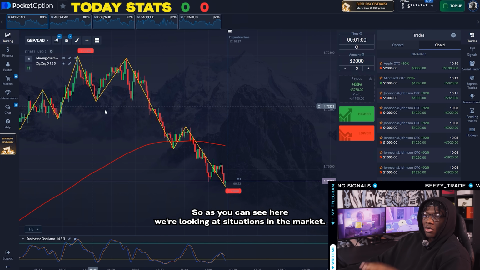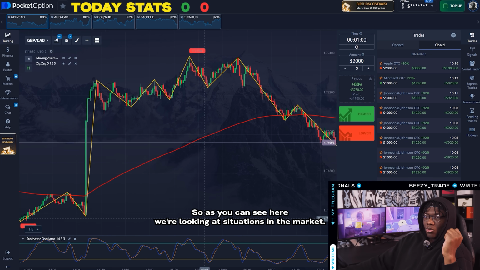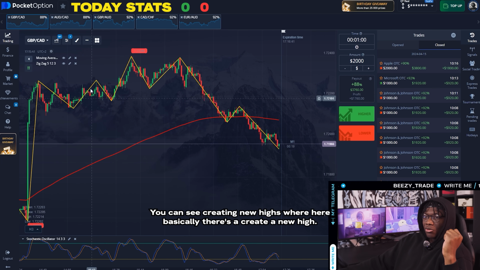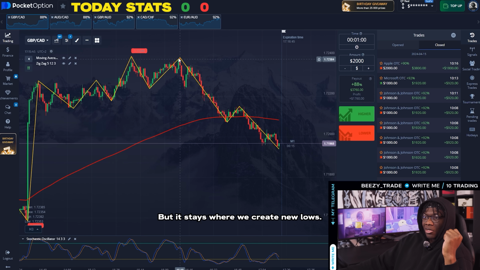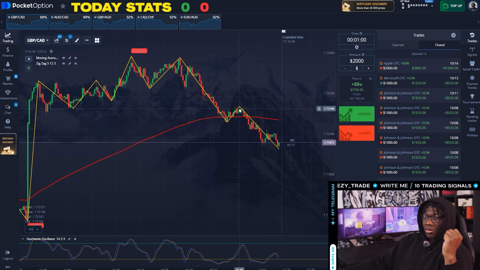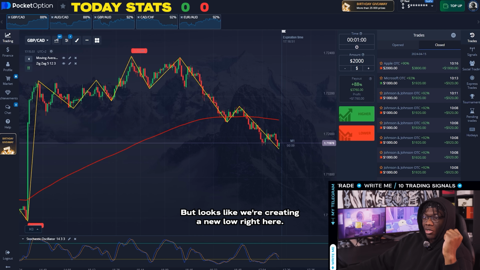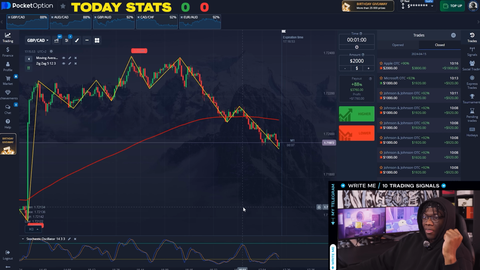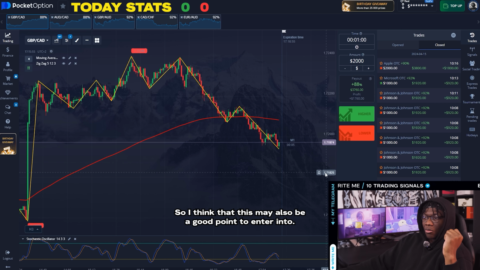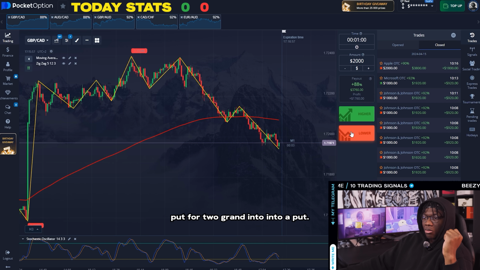So as you can see here, we're looking at situations in the market. You can see it creating new highs right here. Right here, it doesn't create a new high, but it stays. But we're creating new lows. Not a new high, but it looks like we're creating a new low right here. So I think that this might also be a good point to enter into a put.